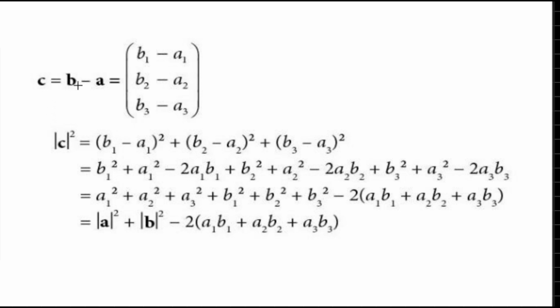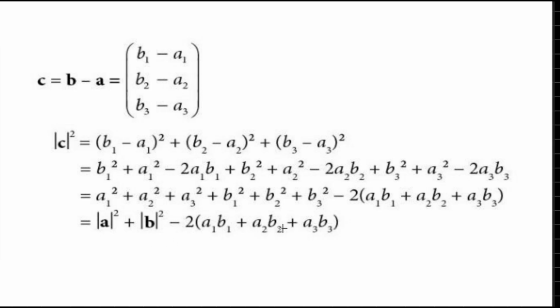If c is b minus a, which is b1 minus a1, b2 minus a2, b3 minus a3, then if we take the square of the magnitude of both sides, we have this. Upon expansion we have this term. If we collect like terms, some terms cancel each other, and bringing the terms together, we have a1 squared, a2 squared, a3 squared, which is the magnitude of a squared, plus the magnitude of b squared, minus 2 times a1b1 plus a2b2 plus a3b3.